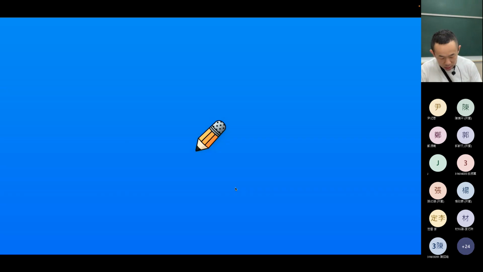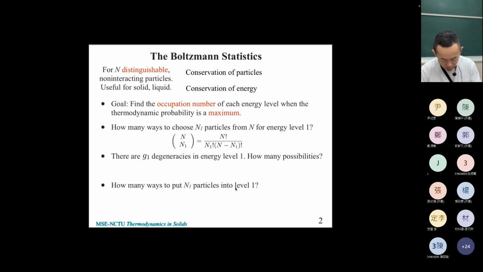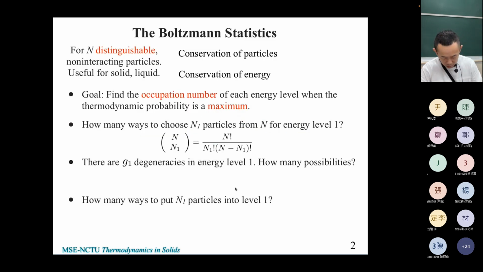Okay, that's it. So we are done with PDF 5. Let's move on to PDF 6, which is classical and quantum statistics. I believe the sixth one is really useful, or really important, I would say. It tells us how to determine the statistics. What is the statistics? So we can have a look. First, we are going to see the Boltzmann statistics.